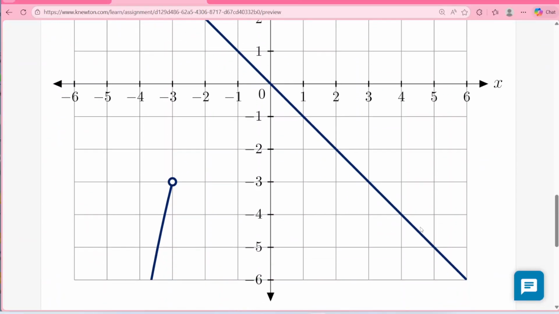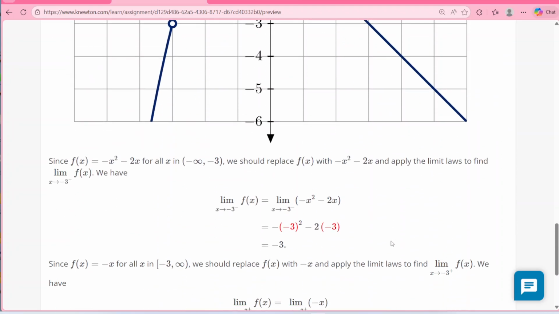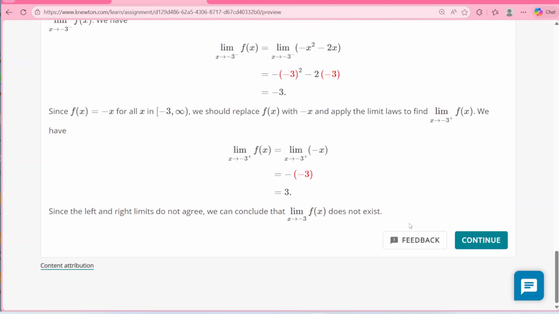And again, here's a picture of the graph. I had this coming in from the wrong direction. I just made a rough sketch, right? But you can see approaching the point -3, -3 on the left side, approaching the point -3, +3 on the right side, right? So a non-existent two-sided limit.